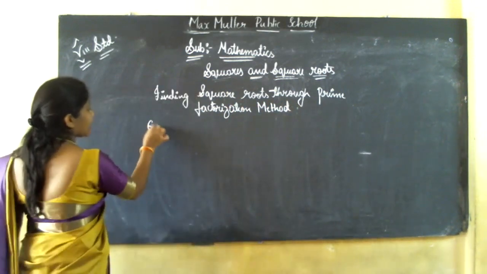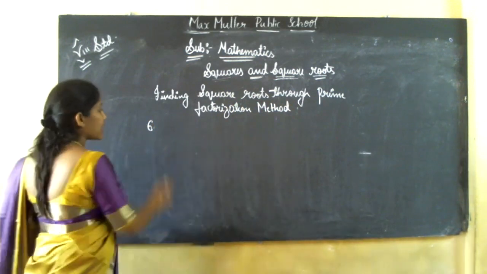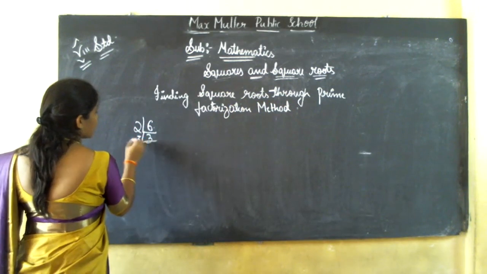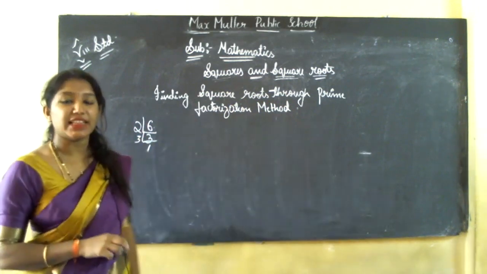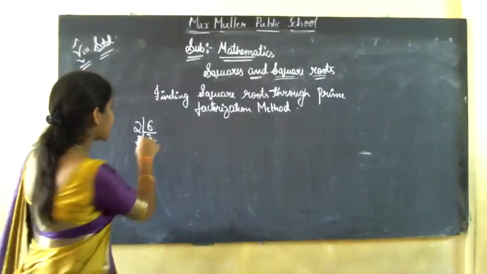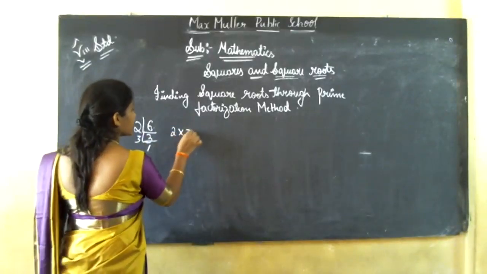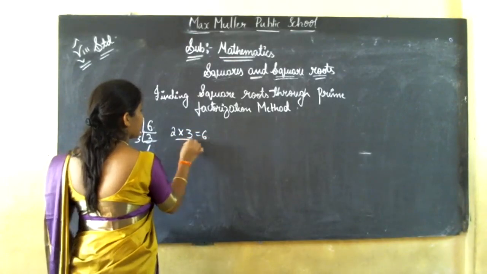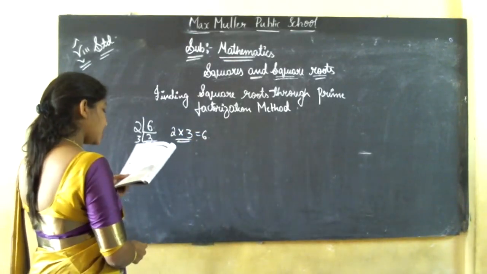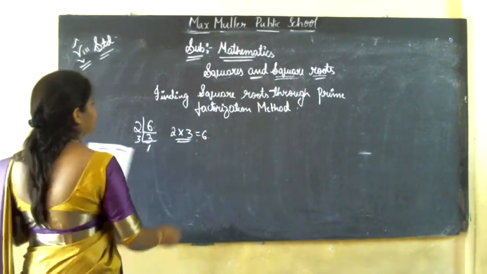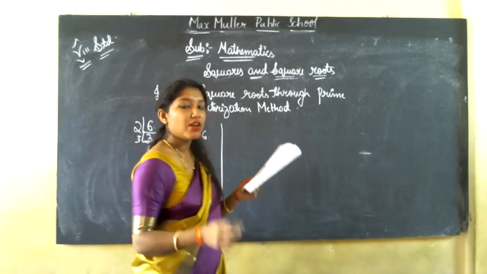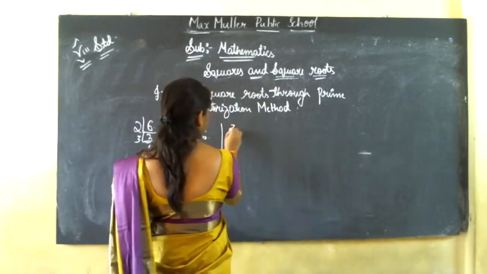See, for example, you are taking the number 6. 2 threes are 6. 3 ones are 3. You have studied in the lower classes how to do prime factorization, is it not? Like that only. Now 2 cross 3, it is 6, is it not? That is the prime factorization of a number. Next, this is for a number, and now the prime factorization for a square number, that is 36.